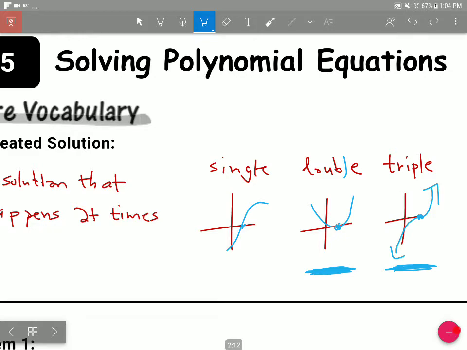Are we going to look at one of those? No. We'll leave that to calculus. Actually, I don't even think they look at that in calculus. That's just ridiculous.